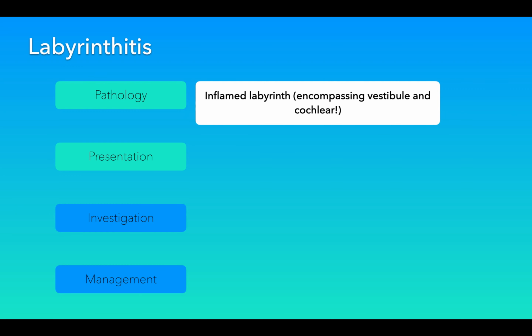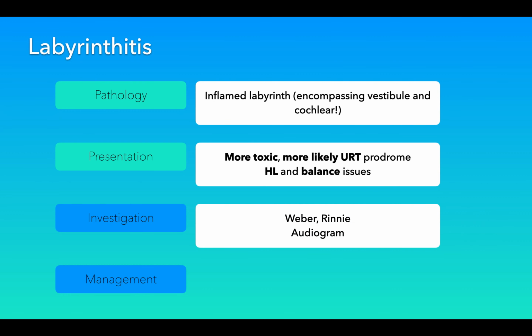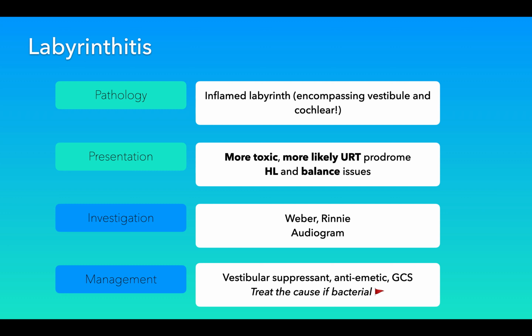Labyrinthitis, this is an inflamed labyrinth, okay? So that encompasses both the vestibule, the cochlea, and the semicircular canals, which means that it's both hearing loss and balance issues. Because it's more likely to be more widespread and more likely to be bacterial, the patient's more likely to have an upper respiratory tract history and more likely to be more toxic in their presentation. They look sicker. They will need a Weber and Rinne and an audiogram, but this is for the most part a clinical diagnosis, particularly acutely. Okay, treat the cause if bacterial, but a vestibular suppressant, antiemetic and steroids are often required.